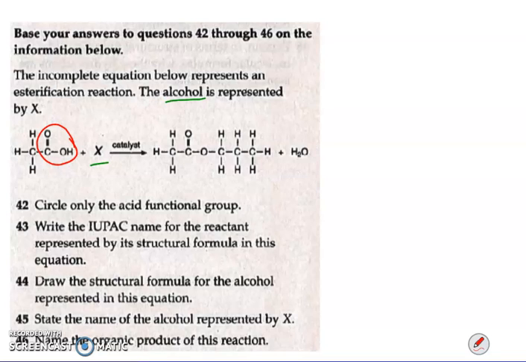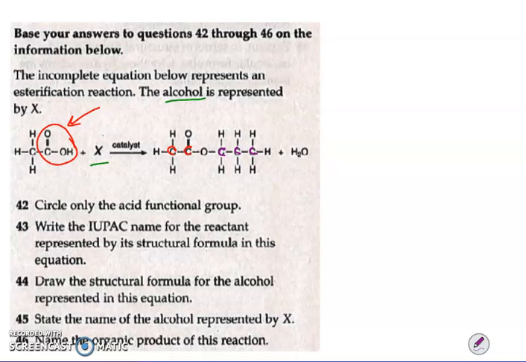43 says write the IUPAC name for the reactant represented by its structural formula in this equation. So they're asking, what is this? Well, it has 2 carbons on it, and it has an acid on it, so that one's going to be ethanoic acid. Ethanoic acid is this portion right here. The whole other portion here, the CCC, is represented by the alcohol.